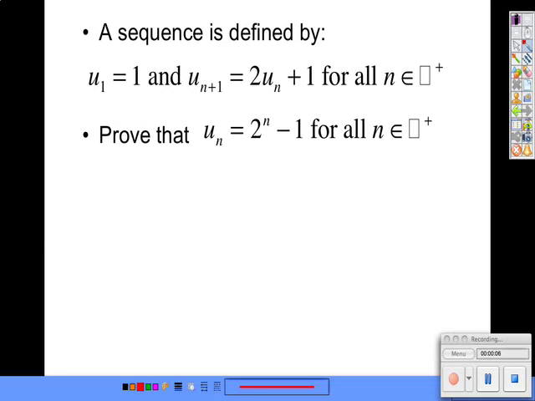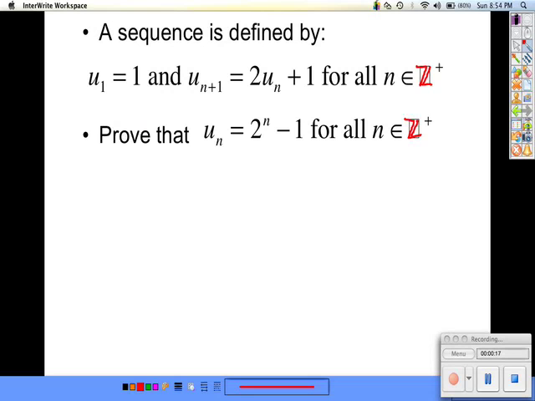So today we're looking at proof by induction some more, and also something called proof by contradiction. So I'm given this sequence, and I want to prove that explicitly I can find any term using the rule u sub n equals 2 to the n minus 1 for all n in the positive integers.